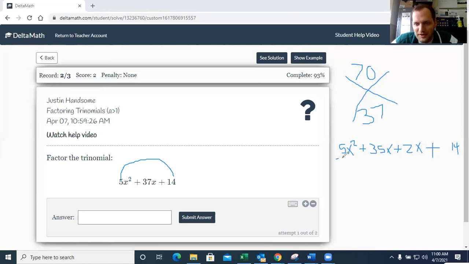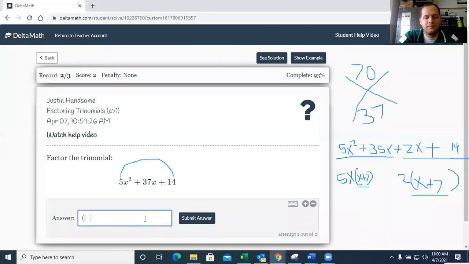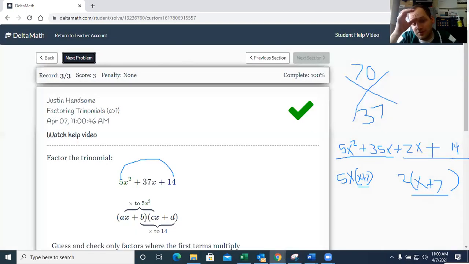All right, the 5x squared and the 35x. Can I factor anything out? Absolutely, I can factor out a 5x. That leaves me with x plus 7. Over on this other side, can I factor anything out? Absolutely, I can factor out a 2. So it's going to leave me with 2 and then an x plus 7. Are my two parentheses the same? Yes, they are. So x plus 7. What's left? 5x plus 2. Ta-da.